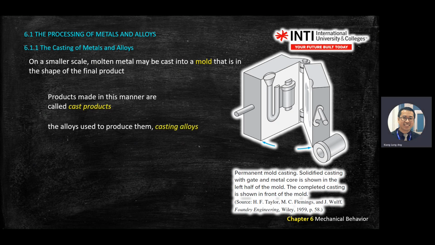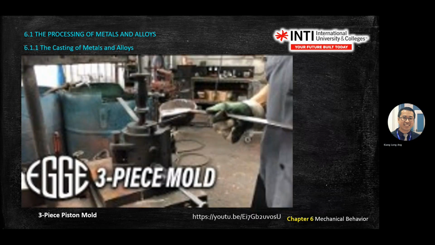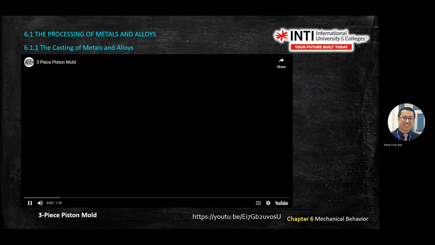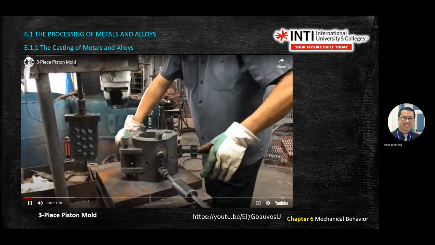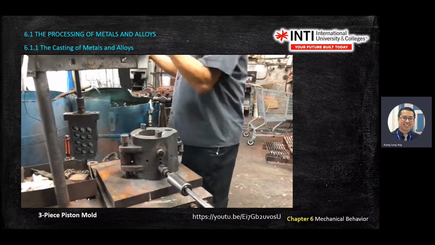So if you use a mold and do casting, the product is called a cast product. The one that you take out from the mold is called a cast product. For example, your car piston, the piston that you have seen in your automotive, right? So there's a video here, showing how the cast molding process works.